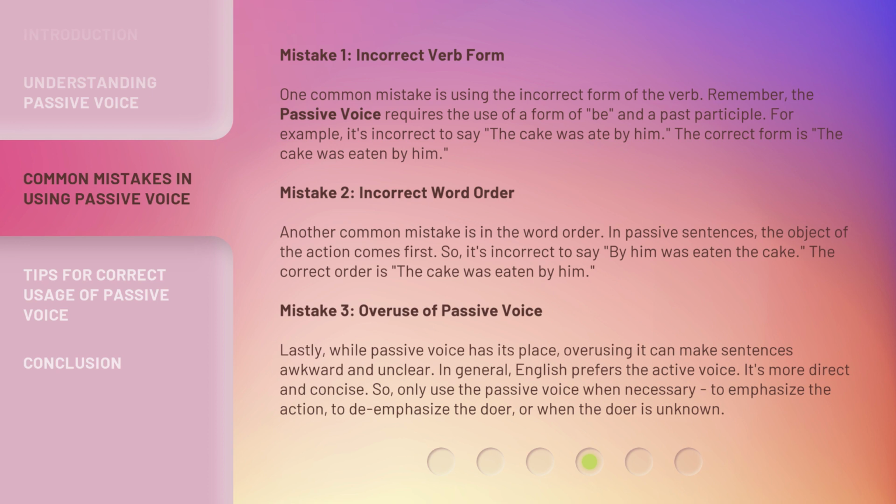Mistake 3. Overuse of passive voice. Lastly, while passive voice has its place, overusing it can make sentences awkward and unclear. In general, English prefers the active voice. It's more direct and concise. So, only use the passive voice when necessary, to emphasize the action, to de-emphasize the doer, or when the doer is unknown.